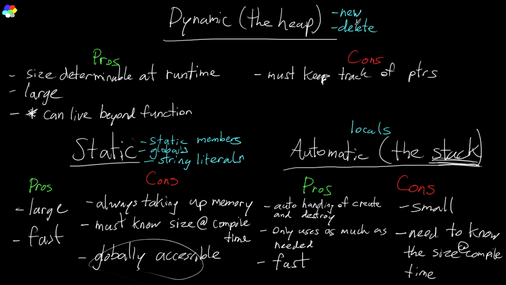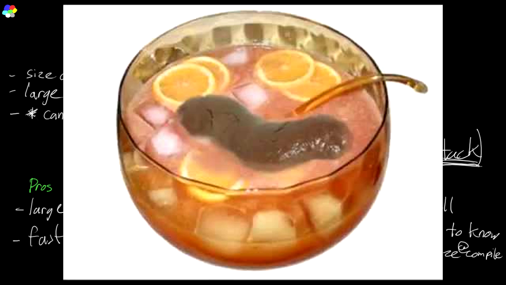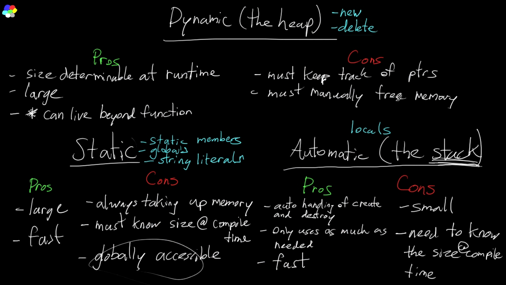Now, as for the cons, first of all, we have to keep track of the pointers. So when we call new and we get a pointer to a block of memory, we have got to keep track of that. We can't lose that pointer, because if we ever lose the pointer, we will never be able to find that memory again, and it'll just be chilling out in there like a turd in the punch bowl, wasting our memory.